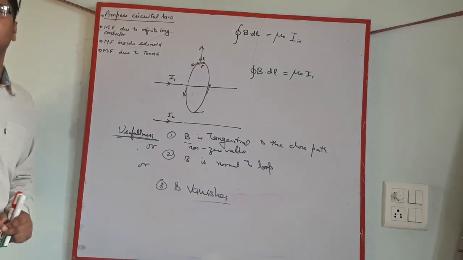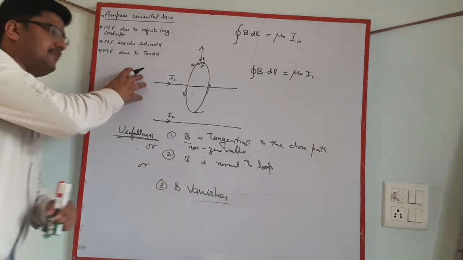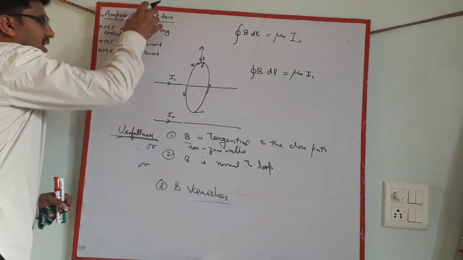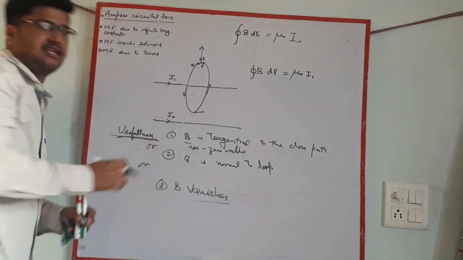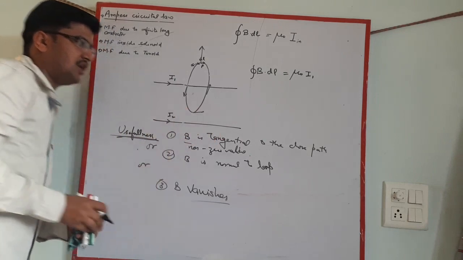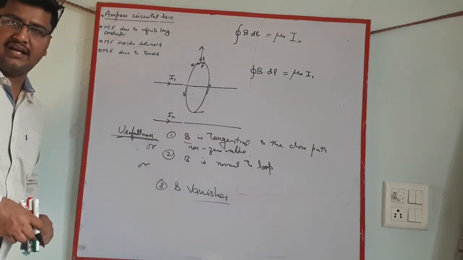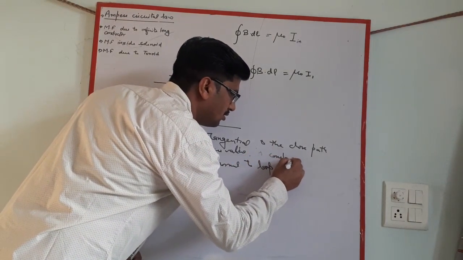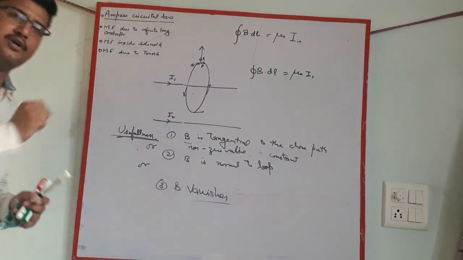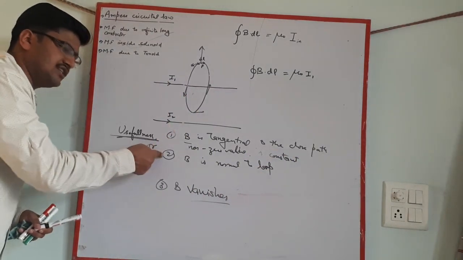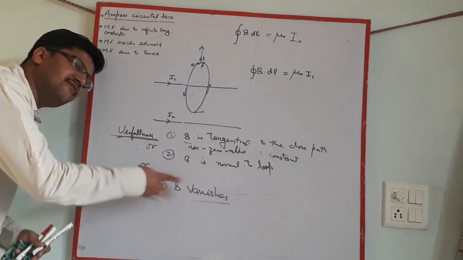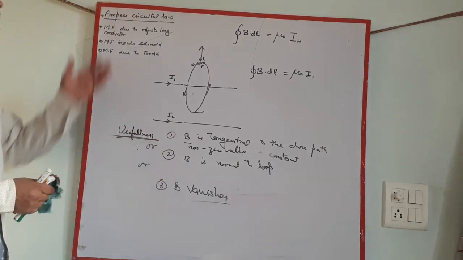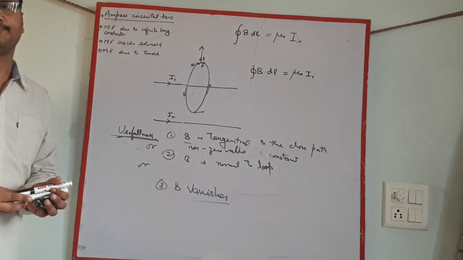V vanishes, V becomes 0. This can be used anywhere, at any point or in any case, but Ampere's law is mostly useful in these three cases. Either B is tangential to the loop and has a non-zero, constant value. Second, B is normal to the loop. Third, B vanishes. These are the cases where Ampere's law is most useful.